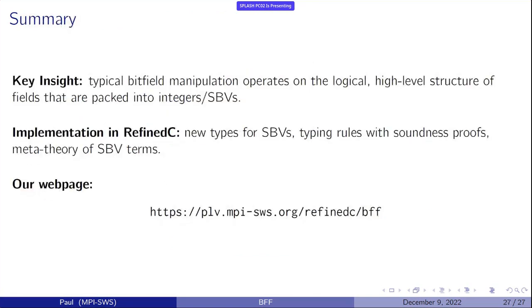So to conclude, the key insight of this work is that the typical bit field manipulations operate on logical and high-level structures of fields that are packed into integers, which we call structured bit vectors. And to make use of this structure information, we implemented on top of RefinedC some new types for representing structured bit vectors, and some typing rules to type check the bitwise operations. They follow the pattern of bit field manipulation.